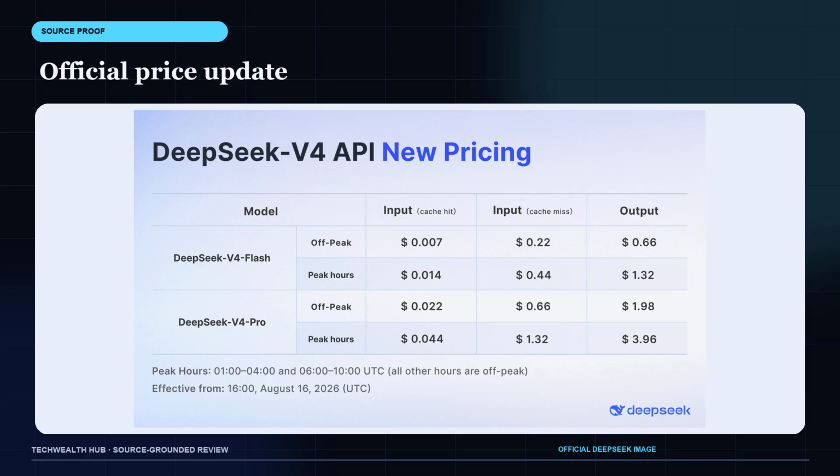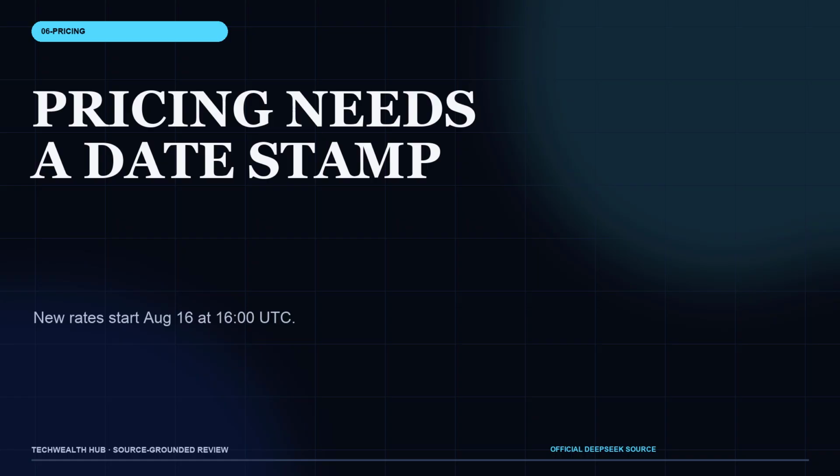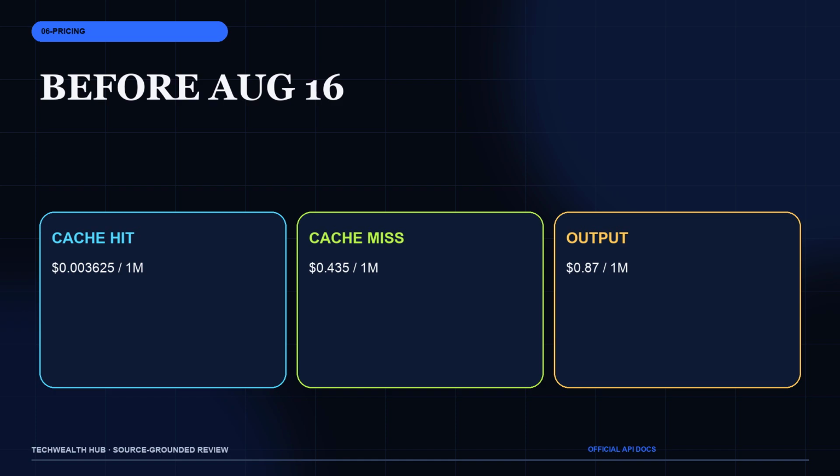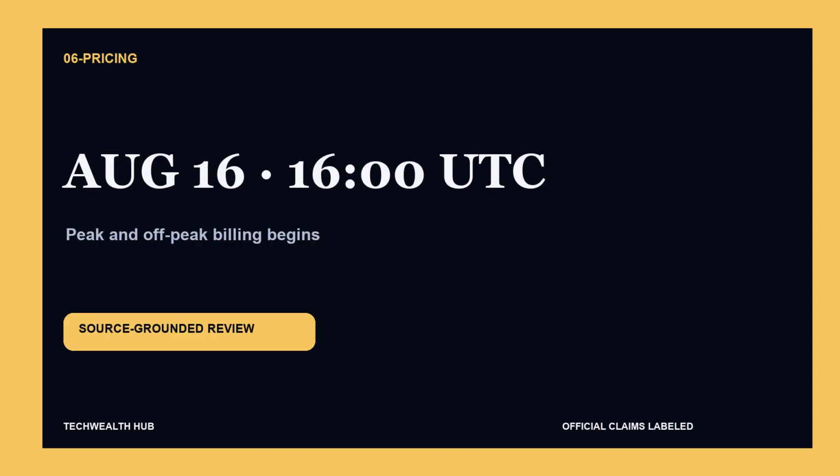Pricing needs a date stamp. Before August 16th at 1600 UTC, DeepSeek lists V4 Pro at $0.003625 per million cached input tokens, 43.5 cents for an uncached million, and 87 cents per million output tokens.